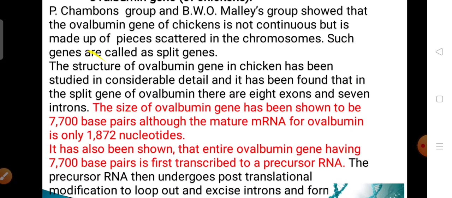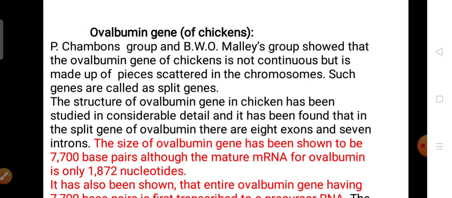A similar observation was made in the ovalbumin gene of chickens. P. Chambon's group and B.W. O'Malley's group showed that the ovalbumin gene of chicken is not continuous, but is made up of pieces scattered in the chromosome. Such genes were called split genes. The structure of the ovalbumin gene in chicken was considered in detail, and it was found that the split gene of ovalbumin contains 8 exons and 7 introns.